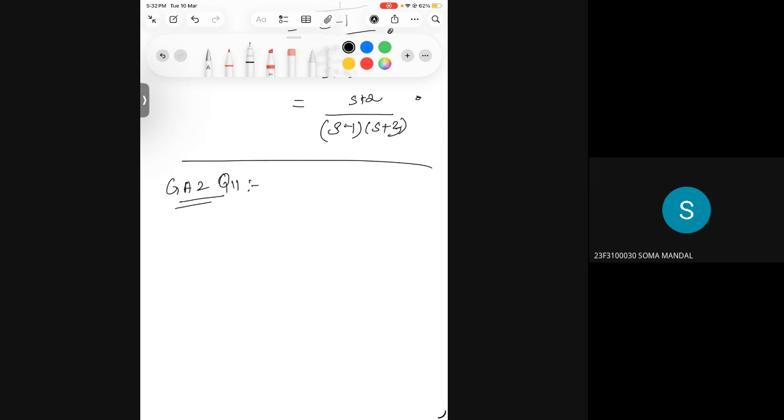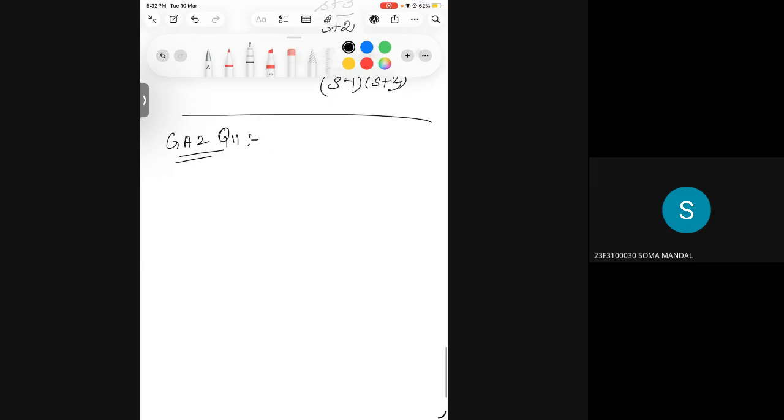Ma'am, question 12. This is question 12. GA2 question 12. Question 12 it is there. Okay. It's because of the first question they have included.